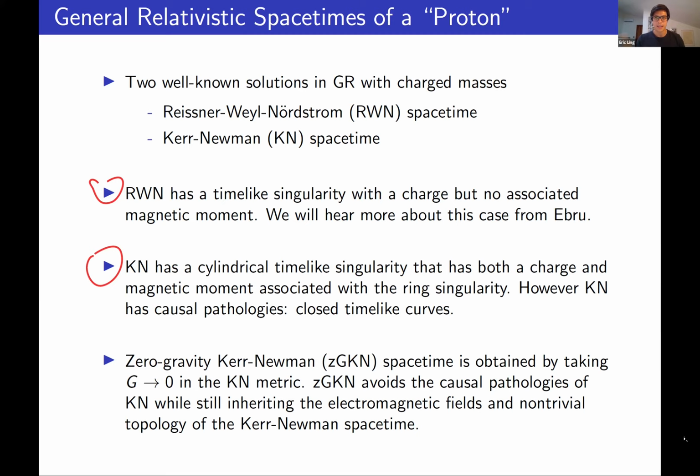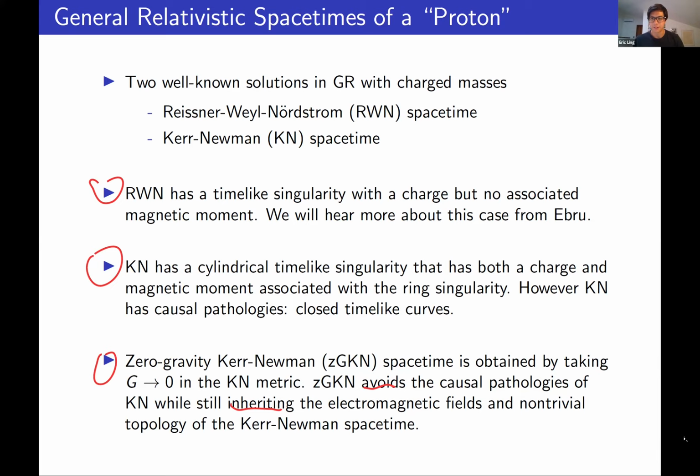However, the Kerr-Newman spacetime has causal pathologies, namely closed timelike curves. The zero-gravity Kerr-Newman spacetime, or ZGKN spacetime, is obtained by taking Newton's gravitational constant to zero in the Kerr-Newman metric, and it avoids the causal pathologies of the Kerr-Newman spacetime while still inheriting the electromagnetic fields and the non-trivial topology of the Kerr-Newman spacetime.